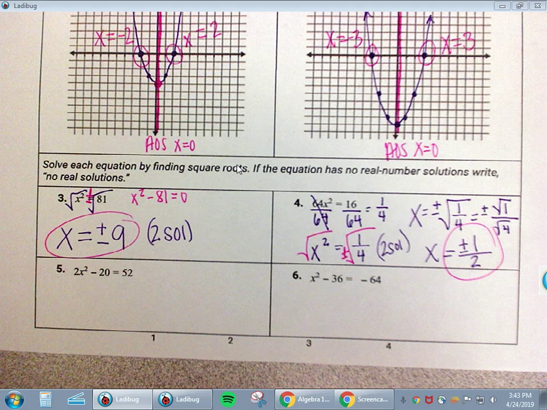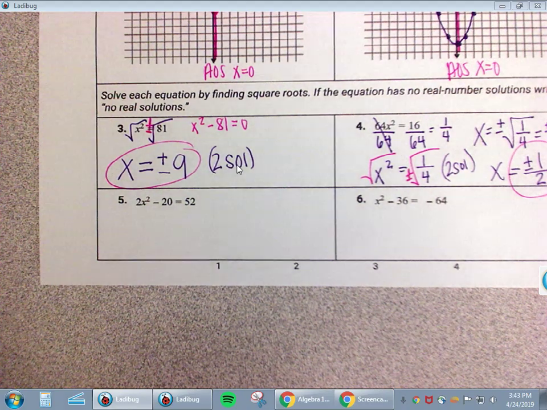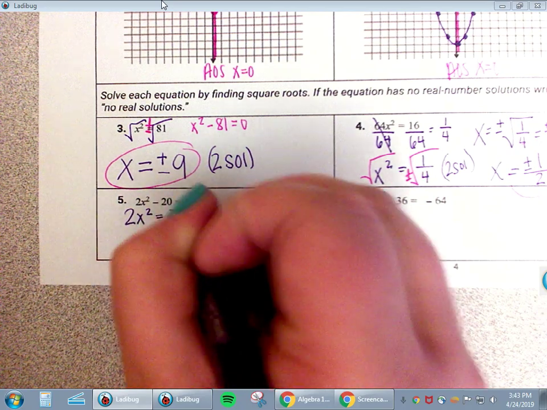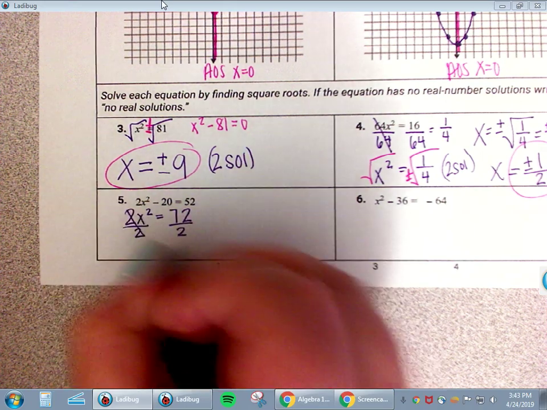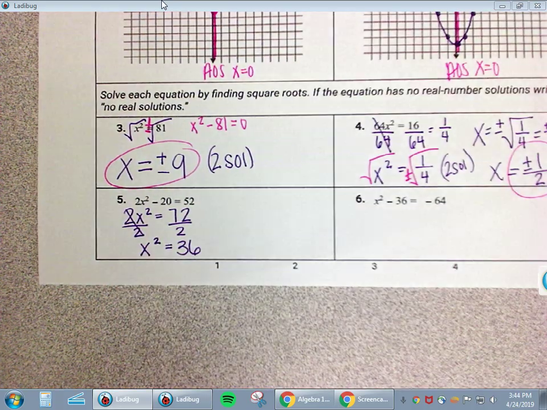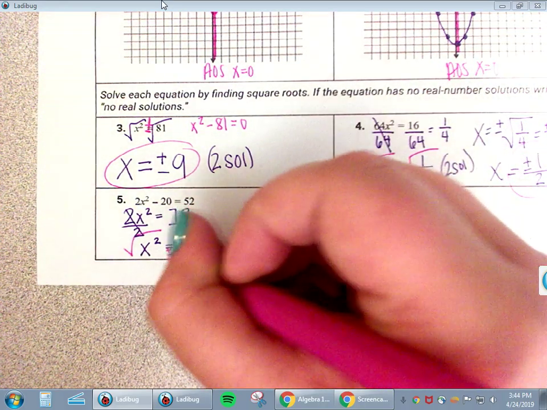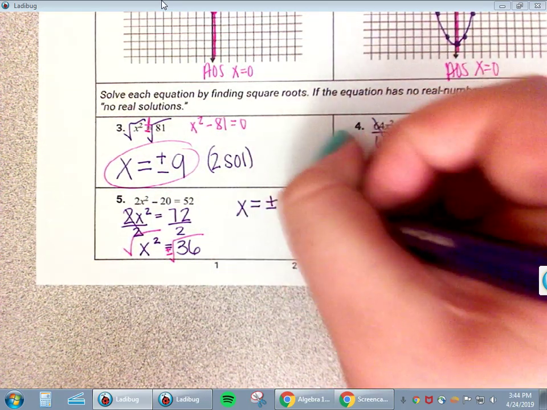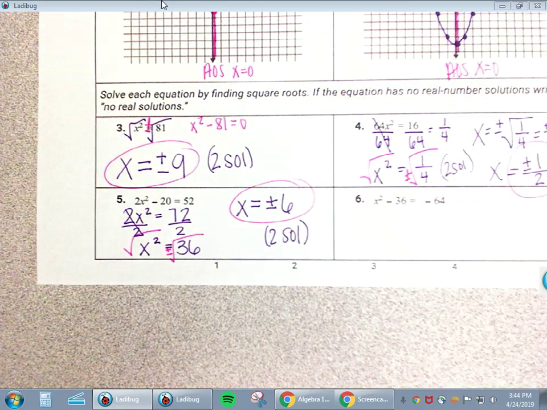Let's try the next one. We want to get our x squared term by itself first. So let's move that 20 over. I'm going to add 20 to both sides. And then let's get rid of the 2. Let's divide both sides by 2. Half of 72 is 36. And then let's take the square root of both sides. We've got a plus or minus here. So x equals plus or minus square root 36. And that's 6. So there's my answer. And again, two solutions on that one.